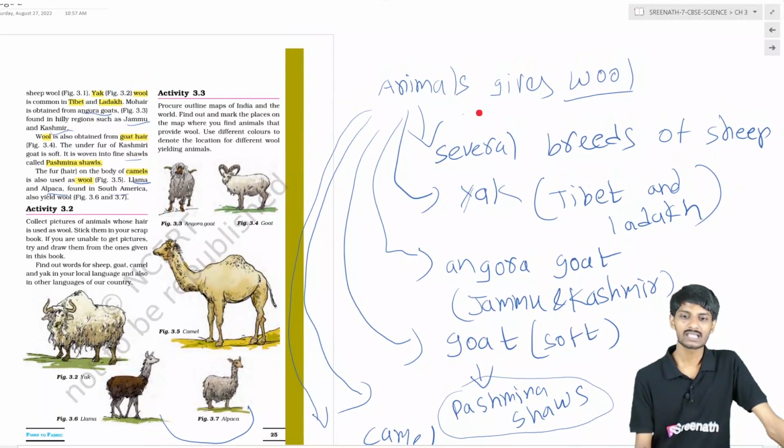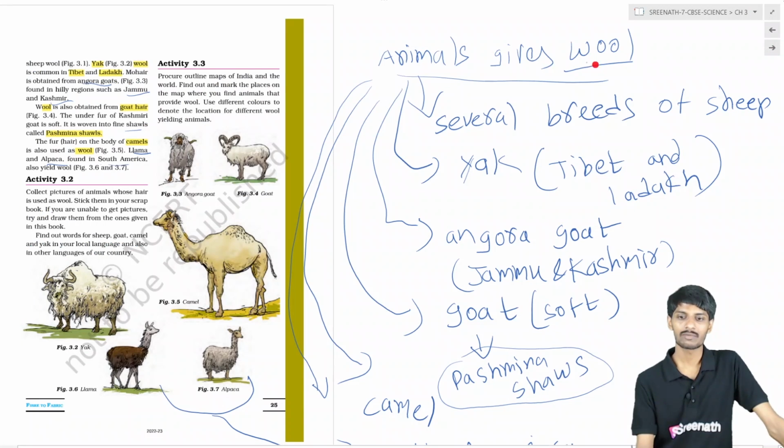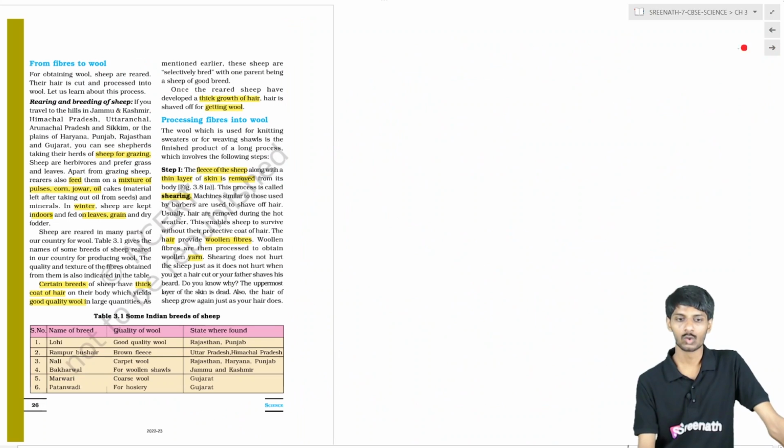So different animals give wool. This is what we planned to study, that is, animals that yield wool. What are the animals that yield wool? These are the several animals, and these are the images of the animals that give wool.